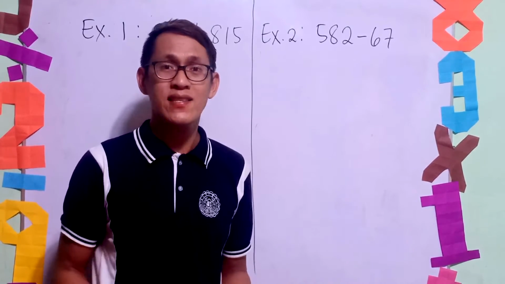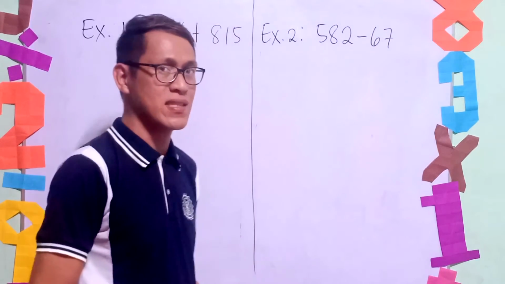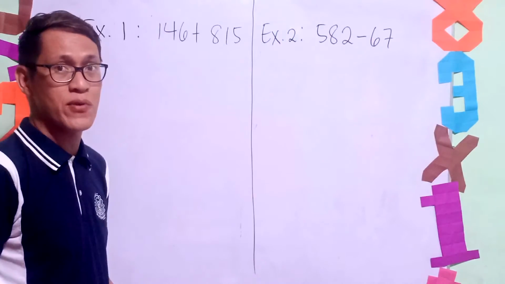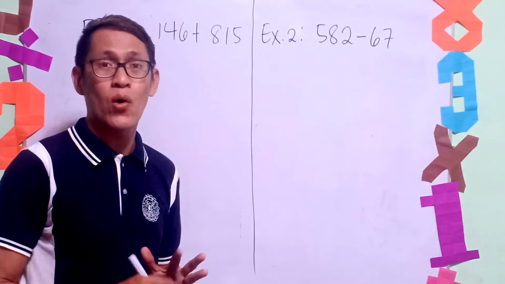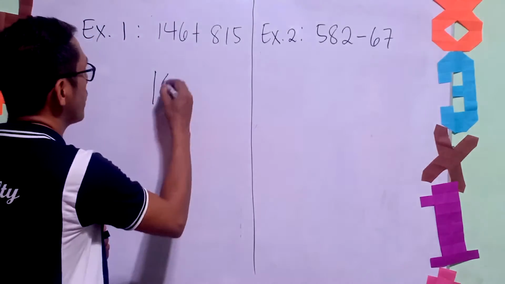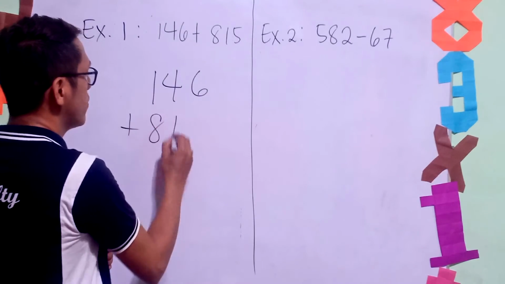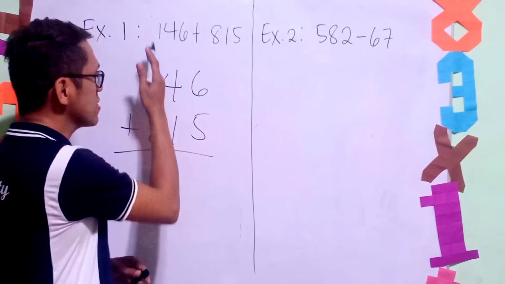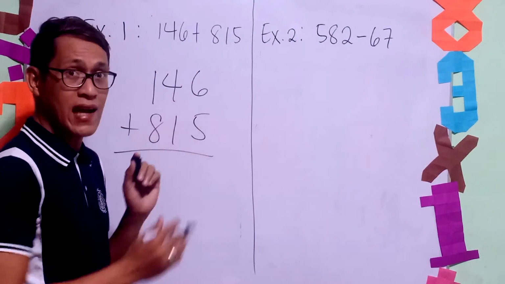Now let's discuss some more examples on how to add and subtract whole numbers. Let's have example number 1. We have 146 plus 815. Again, you have to arrange the digits according to their place values, then add from right to left. Let's arrange 146 plus 815. Again, these are the ones, tens, and hundreds digits. So you have to arrange first.